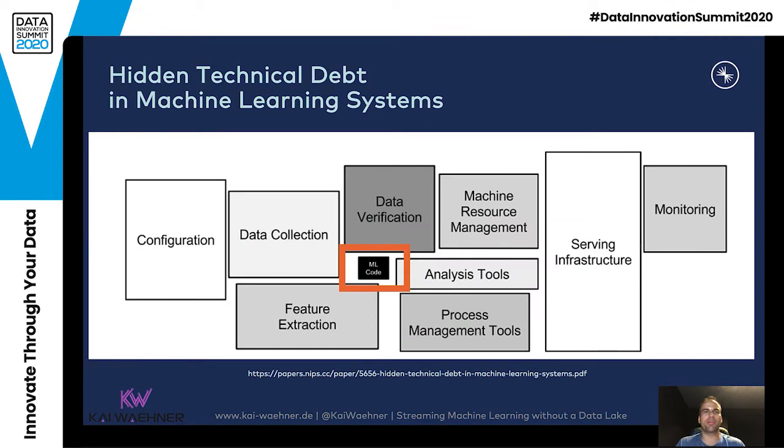Google has published a paper a few years ago about the hidden technical debts in machine learning systems. And here you see that the ML code is just a small part of the overall situation, like data collection, the serving infrastructure, monitoring, feature extraction. There are so many big challenges which are much more complex than writing the Python code.